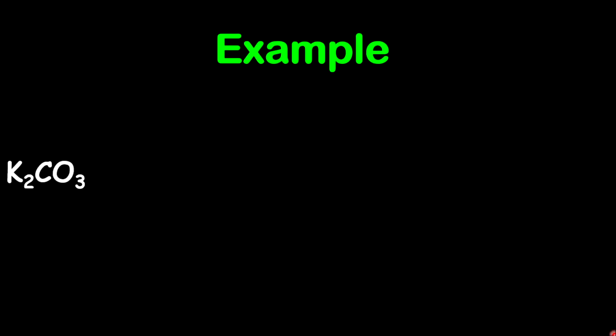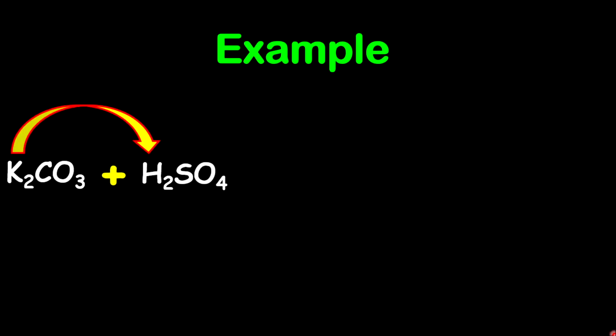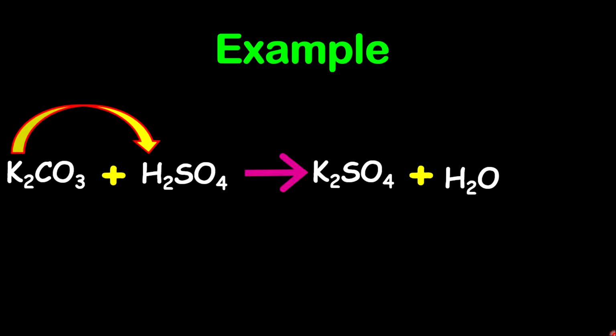So potassium carbonate reacts with sulfuric acid. Again, the potassium will replace the hydrogen. What you get is potassium sulfate, water, and carbon dioxide. Again, always check to make sure the equation is balanced. Some equations balance automatically. All right, and this is one such example.